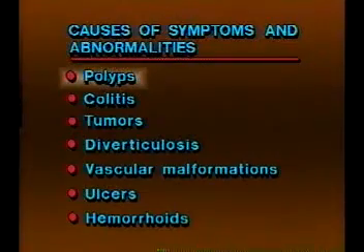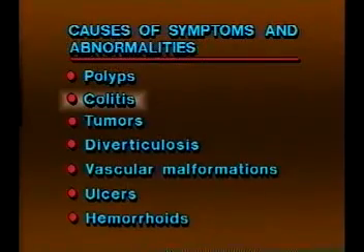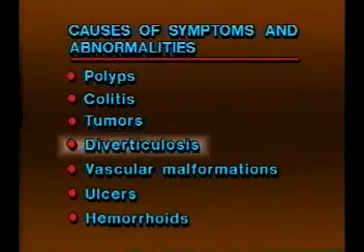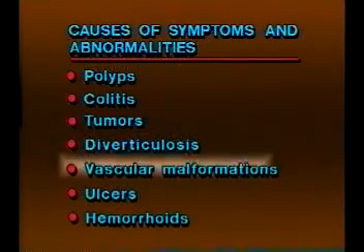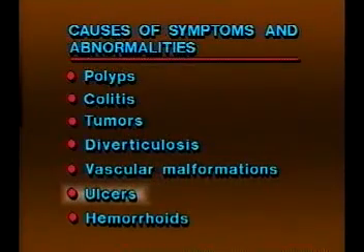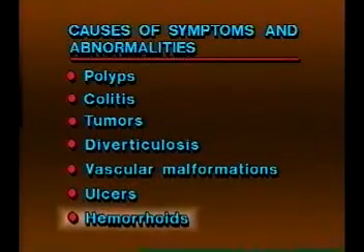Polyps are the most common abnormalities found during colonoscopic examinations. Others include colitis, which is an inflammation of the lining of the colon, tumors, diverticulosis, or the development of pouches or pockets in the wall of the large intestine, vascular malformations, which are abnormal clusters of small blood vessels just under the inner lining which can open up and bleed, rarely ulcers in the colon or rectal area, and hemorrhoids.